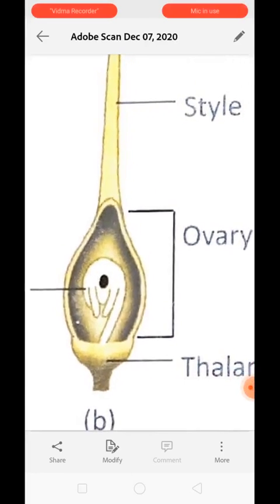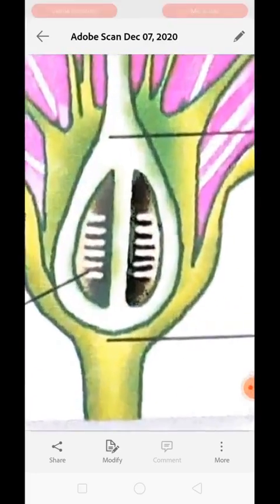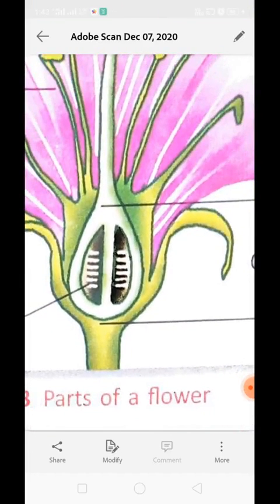This ovary is very, very important. Why? Because it produces the female gamete, which is called the ovule. When the pollen grain fertilizes the ovule, this results in the formation of a zygote. After fertilization of the female and male gametes, the first cell formed is called a zygote, and this zygote will later develop into the seed. In sexual reproduction, zygote formation takes place by the fusion of male and female gametes, which results in the formation of a new individual.